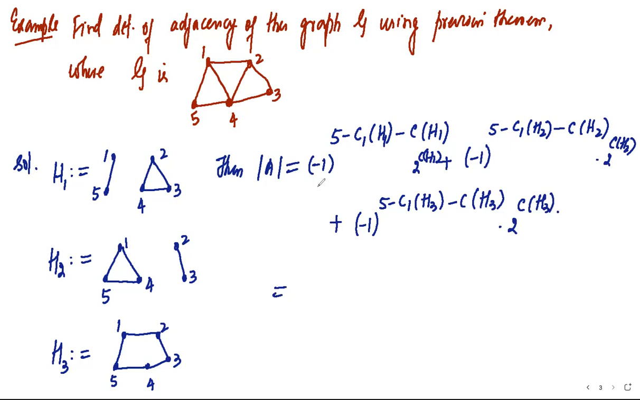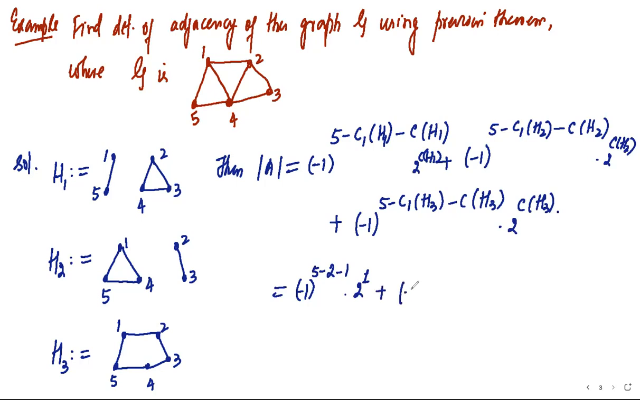Now this is equal to minus 1 power 5 minus C1 of H1, where C1 of H1 denotes the number of components in H1, and the number of components is 2 here. So it is 2. Now the number of cycle components is 1 here, so it is minus 1. Then 2 power C of H1, the number of cycle components in this H1. That's again equal to 1, because there is just one cycle C3 in this H1.